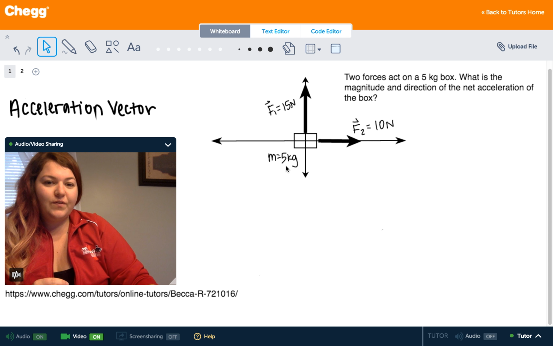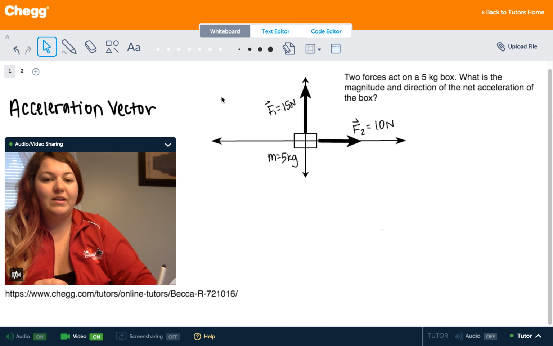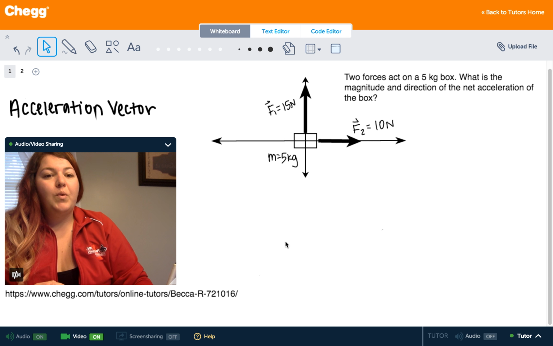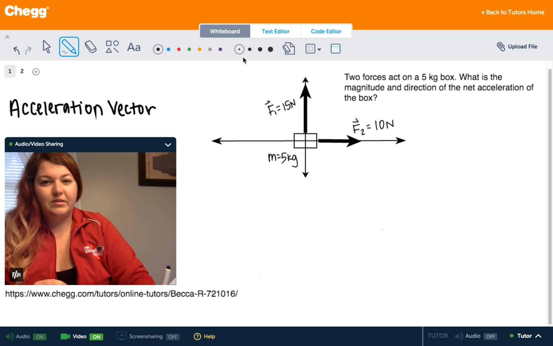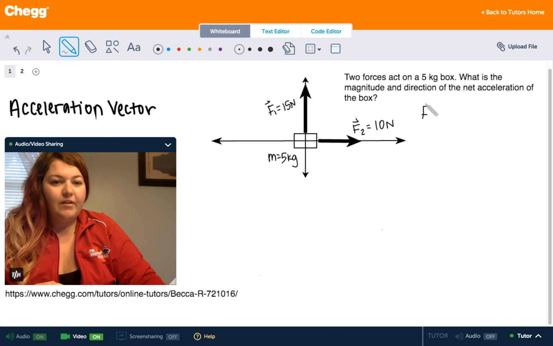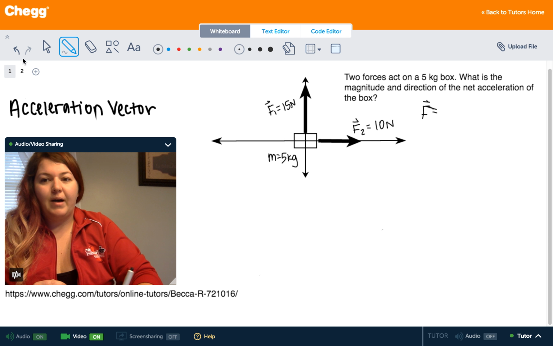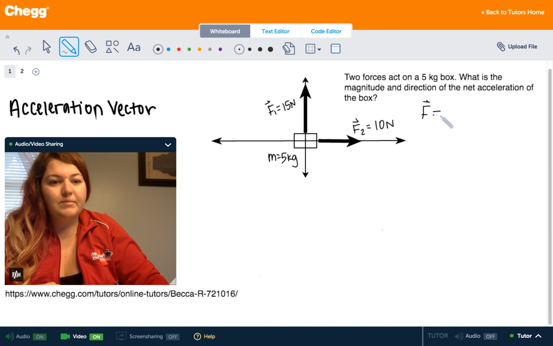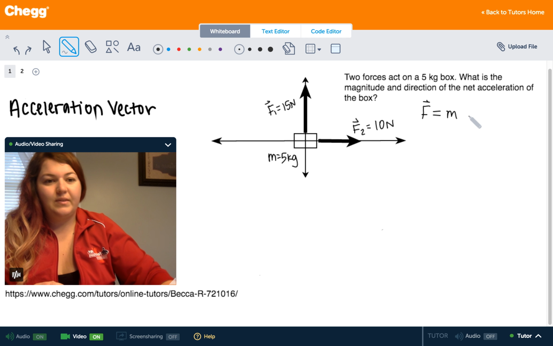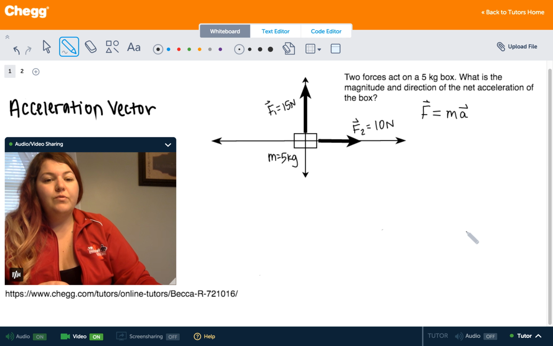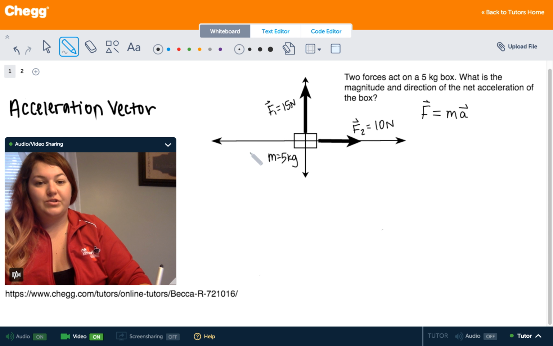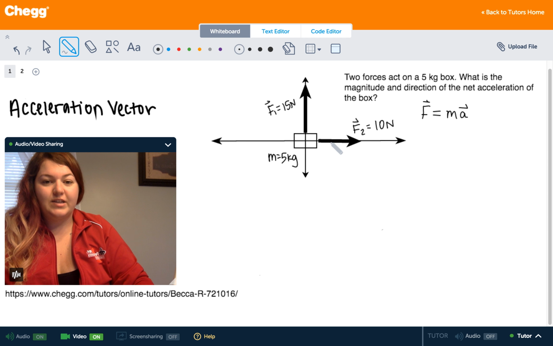So consider this figure. Two forces act on a 5 kilogram box right here. What is the magnitude and direction of the net acceleration of the box? Well, we know from Newton's second law that force is related to acceleration by simply multiplying mass by acceleration to get the net force, where acceleration is also a vector. So if we want the net acceleration, we have to also find the net force, which is great because we're given two force vectors here.